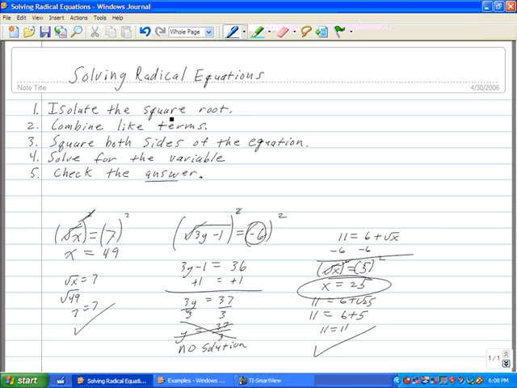So those are the procedures for solving these equations. Isolate the square root, combine like terms, square both sides, solve for the variable, and check those answers.